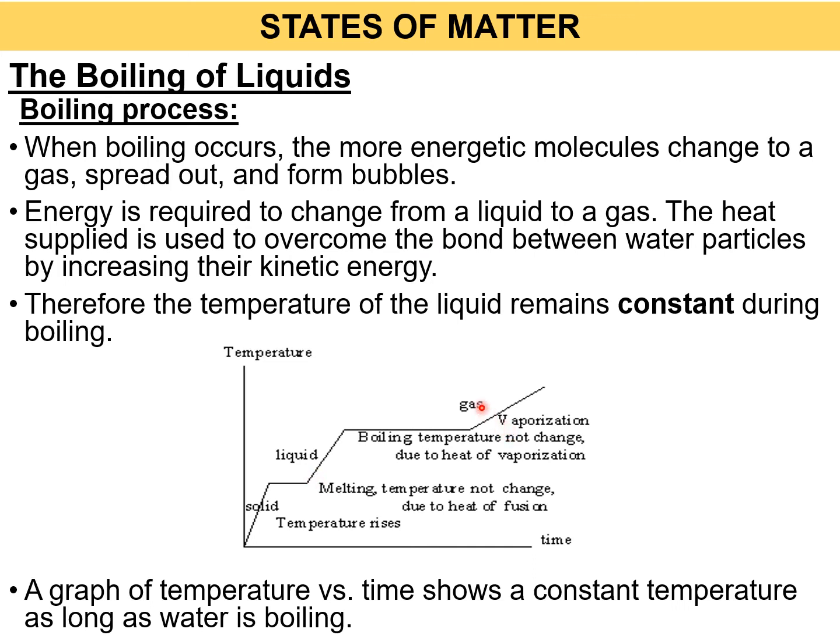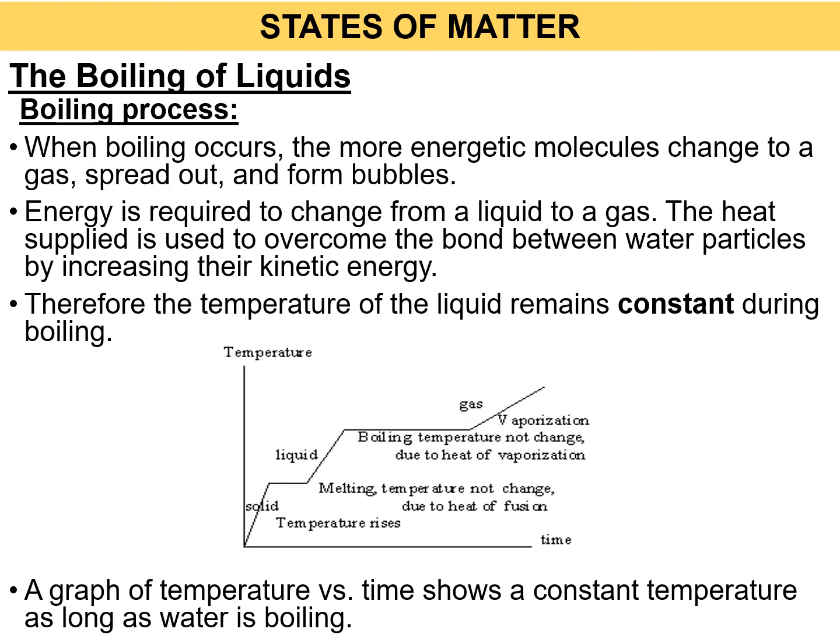And then bila ada heat supply, dia akan overcome lah the bond between the water particles. So liquid ni dia ada intermolecular forces dia sendiri. So bila ada heat supplies, molecules tu dah mengedik-gedik jadi energetic. Lepas tu dia akan overcome lah the bond between the water particles. So dia akan break lah the bond and that's why dia jadi gas. Okay, sebab dia punya kinetic energy tu dah increase.